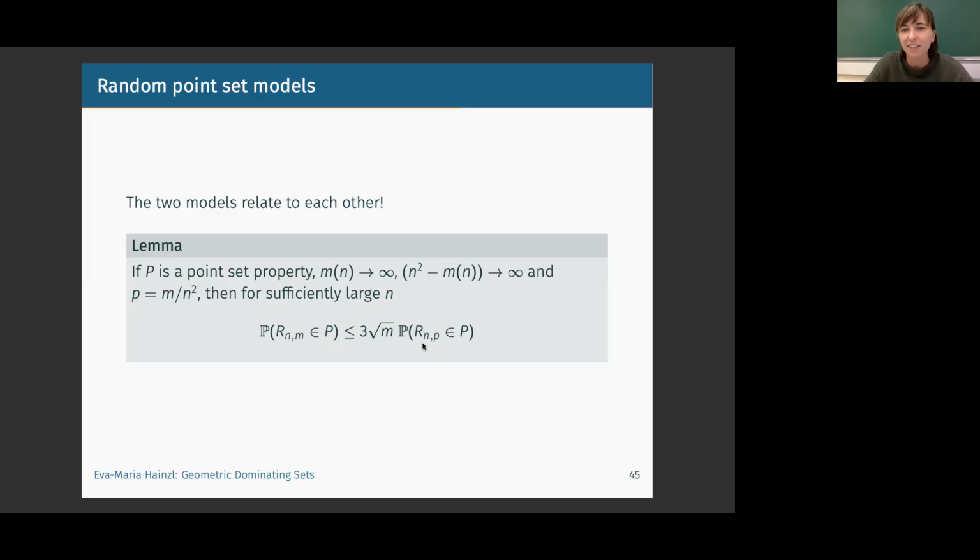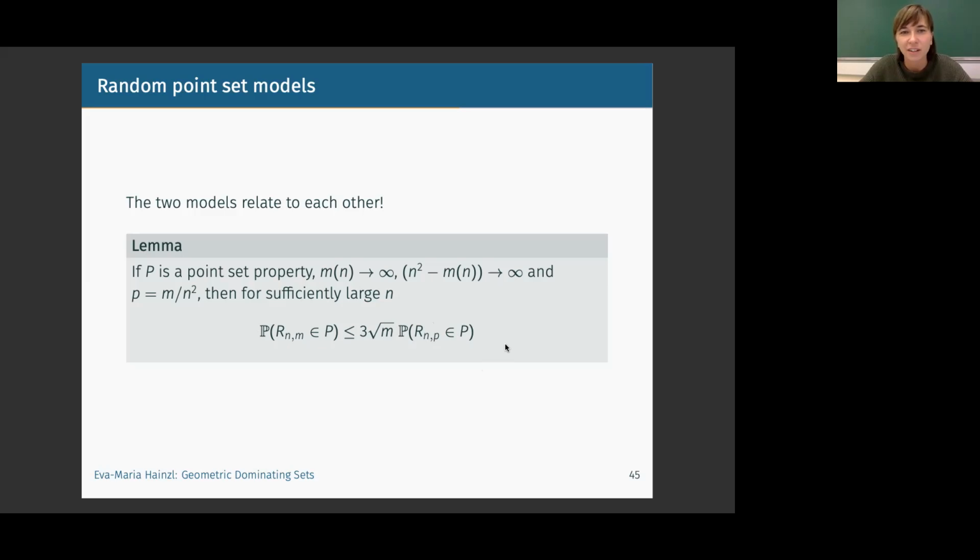And like I said, these models are much easier to handle in regard to the dependence of certain events. So these are nicer to work with. If you want to show that this probability goes to 0 or is smaller than 1 or something like that, then you can just use this inequality and work with this model, and it's way nicer.